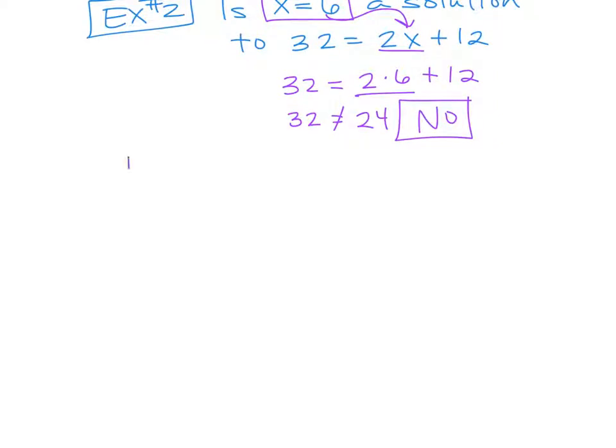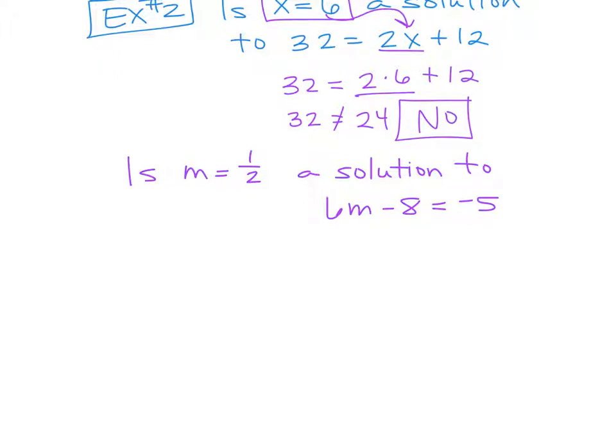How about this one? Is m equals 1/2 a solution to 6m minus 8 equals -5? Is m equals 1/2 a solution to that? So you're just taking that m value and you're dropping it in place of the m. Again, we're multiplying, right? So it's 6 times 1/2 minus 8 equals -5. What's 6 times 1/2, or half of 6? You could write it as 0.5.